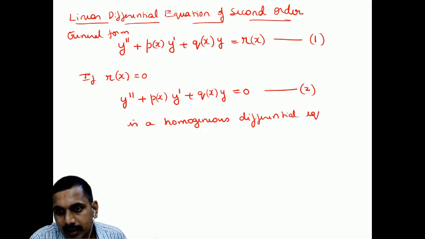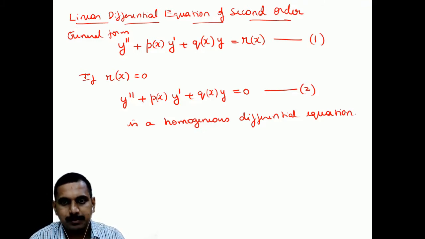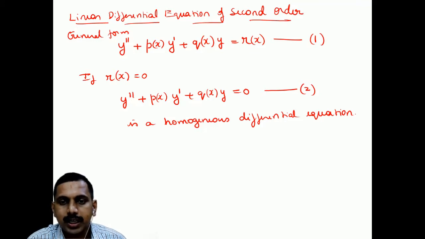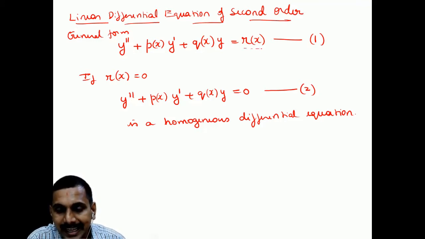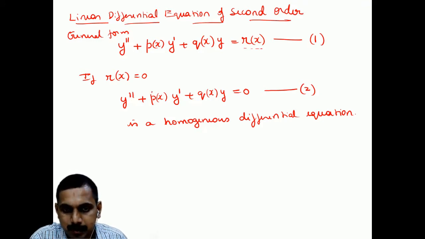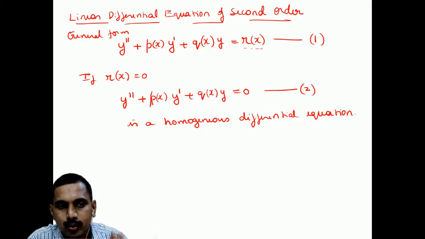Now do not get confused between homogeneous function, which is algebraic function, and homogeneous differential equation. Here, homogeneous differential equation means the right hand side goes to 0. So y double dash plus p of x y dash plus q of x y is equal to 0.